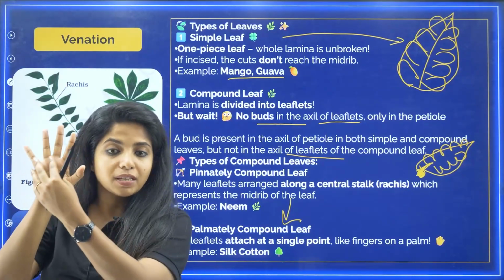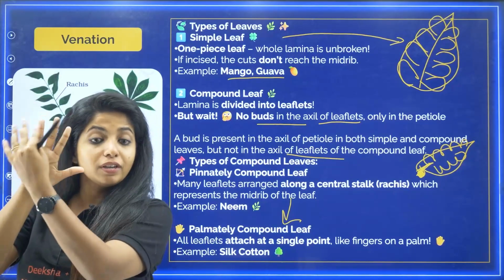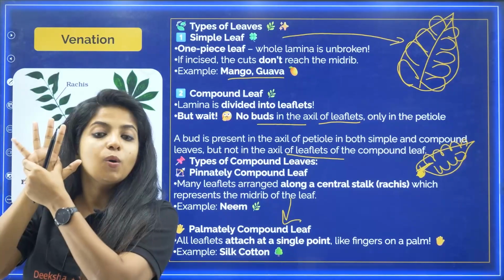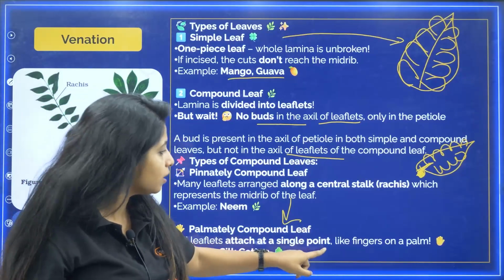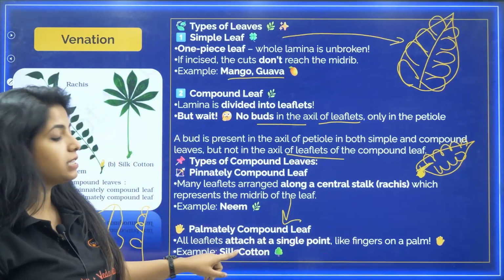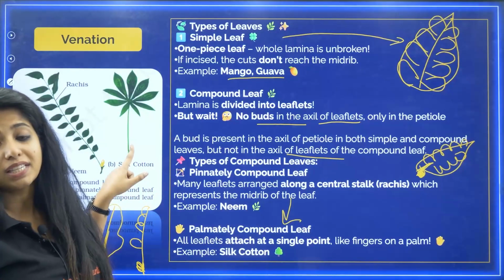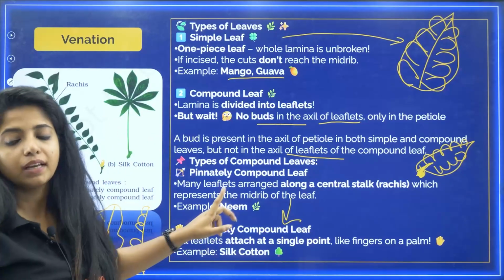So all the leaflets, they are separate. All the fingers also, they are separate, but attached to what? One palm that you can see over here. So all leaflets are attached at a single point like fingers on a palm. Example is silk cotton. So this is what? Silk cotton, which shows palmately compound leaf.